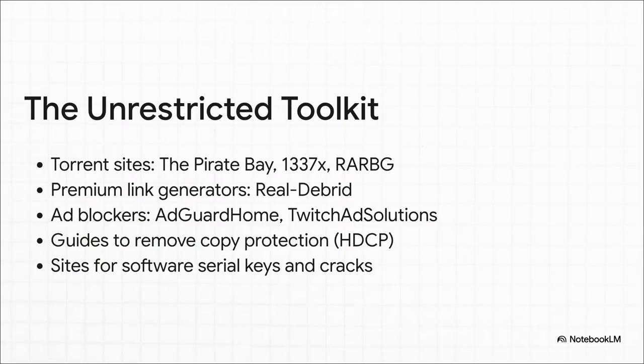And their toolkit for doing all this? It is extensive. We see bookmarks for all the big torrent sites, the Pirate Bay, 1337X. They use these premium link generators like Real-Debrid to make their downloads faster. They run network-wide ad blockers and even have guides on how to strip copy protection from HDMI signals. This is a comprehensive strategy for getting totally unrestricted access to media and information.